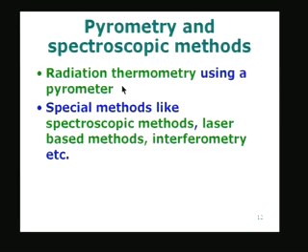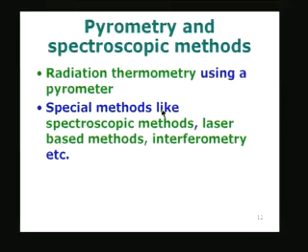The other advantage of radiation thermometry is that there is no probe, and therefore there is no contact between whatever we are measuring the temperature of and the system whose temperature we want to measure. That is an advantage in this particular case.